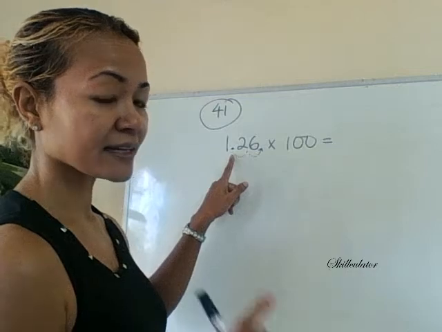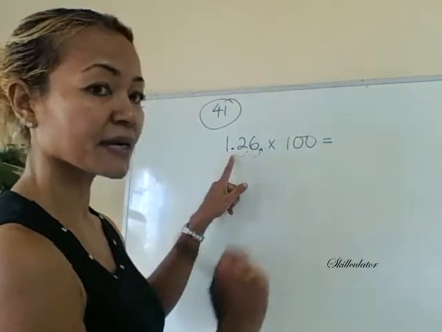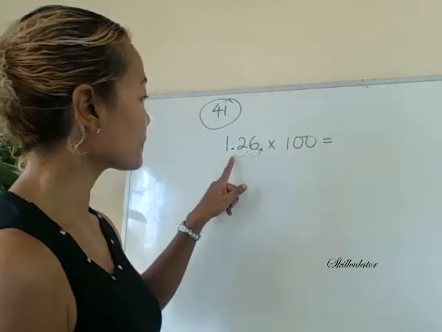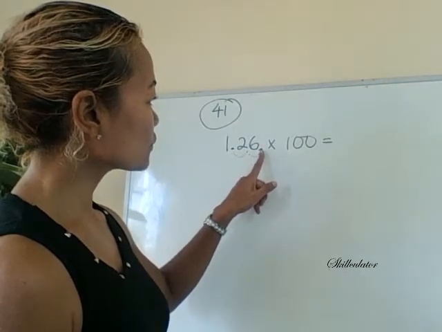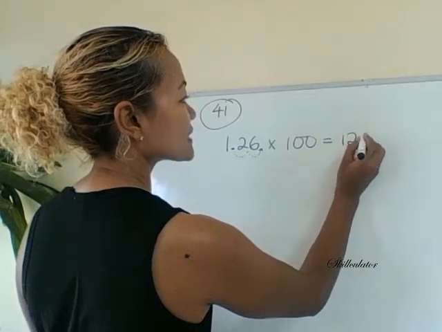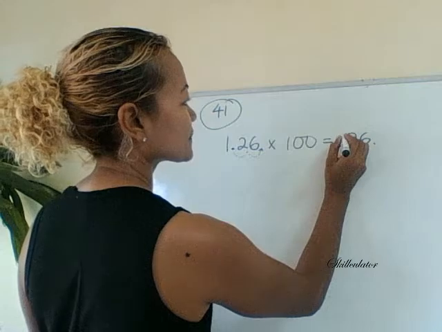Different if you were dividing. This is multiply, the number must get bigger. So you must move the decimal place in a direction to make the number bigger. 1, 2, and that's the new place the decimal place will be. 126 decimal point.